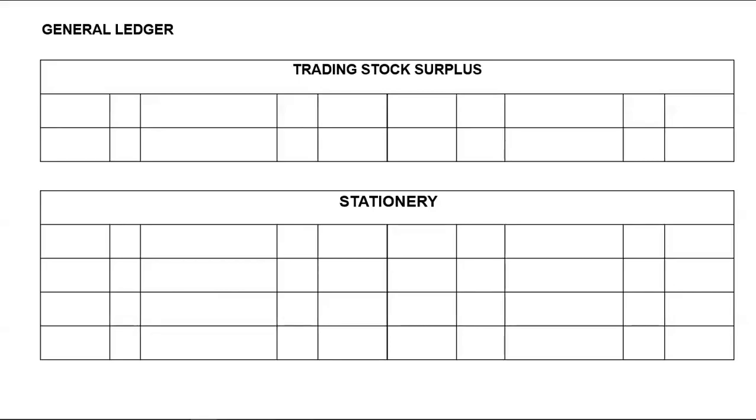In the previous activity, I mistakenly jumped the trading stock surplus account. Now, with the trading stock surplus, please note that it is income. And just like any other income, it will increase on the credit side and it will decrease on the debit side.